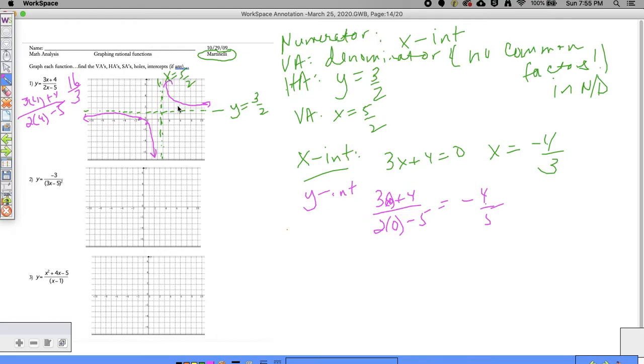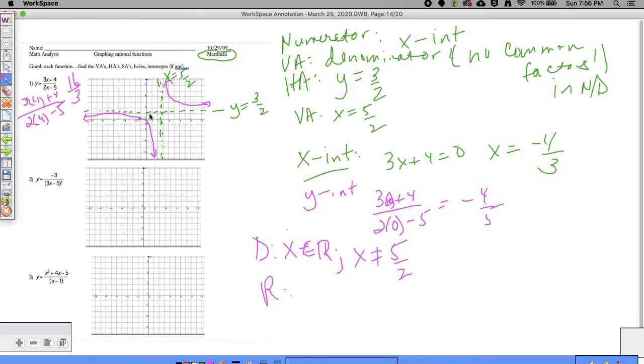I want to point out a couple of things, too. Around the 5/2 mark is an issue. If we were to look at our domain and range, I didn't even ask you to do that, but I'm going to ask you to do it now, to find the domain and range for all of them. Your domain is going to be everything except 5/2. So x is going to be all real numbers, but x cannot equal 5/2.